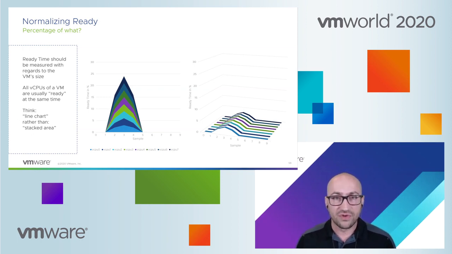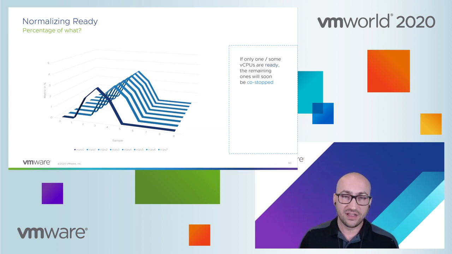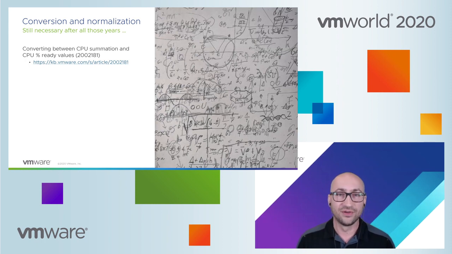Because if ready time wasn't happening at the same time, if ready time only happened on one vCPU, then what you would be seeing is ready time and co-stop. So it's fairly common that uneven ready time will cause co-stop until all the vCPUs are co-started again. That's why we normalize ready time, because we care about the normalized impact on the VM. Now you're saying, wow, this is something that I read about in 2009, and this is still necessary? Do I have to take my calculator out when I'm trying to figure out ready time impact? And yes, actually, it still has to happen.